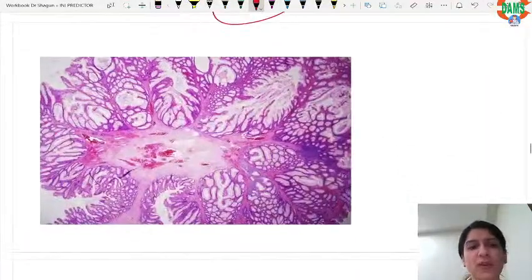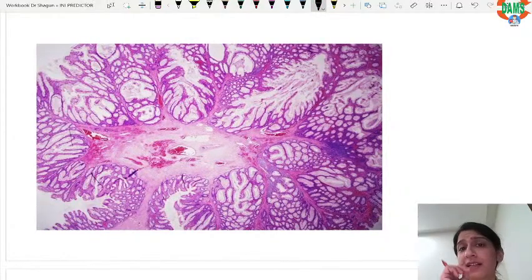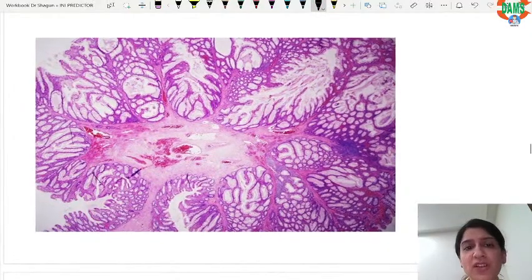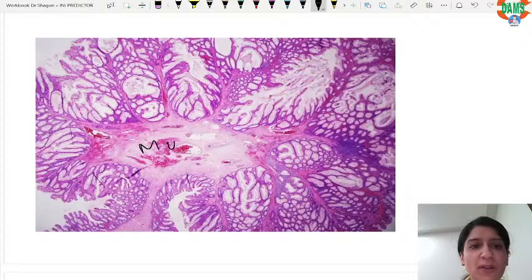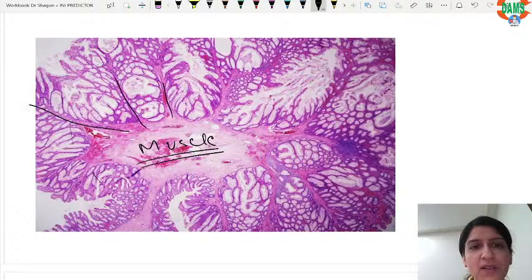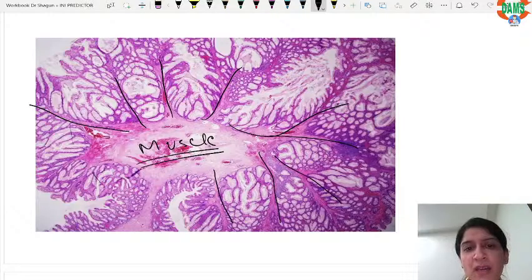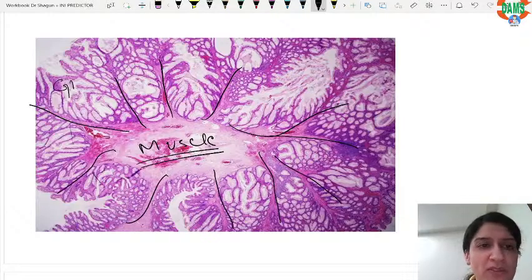Please have a look here one more time. I want this to be crystal clear. See a highly magnified image again. See, this is what? Pink muscle. And I'm trying to trace the muscle. The muscle is going here, pink muscle, pink muscle, and pink muscle. And what is it trying to separate? Yes, all these are glands.